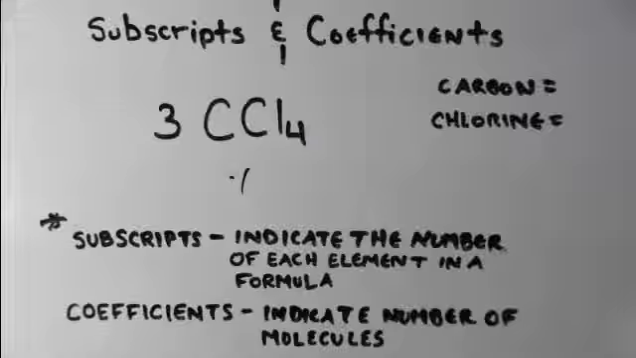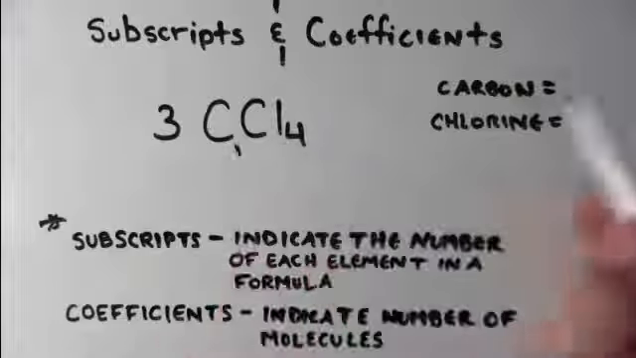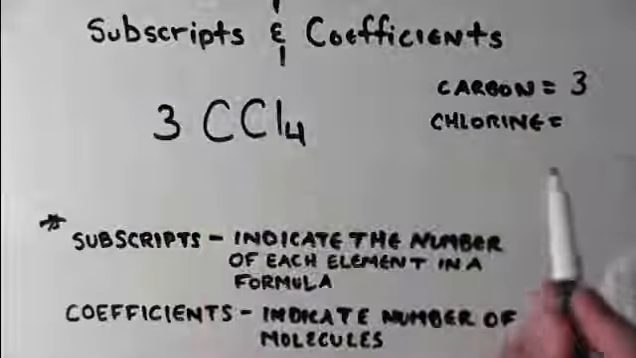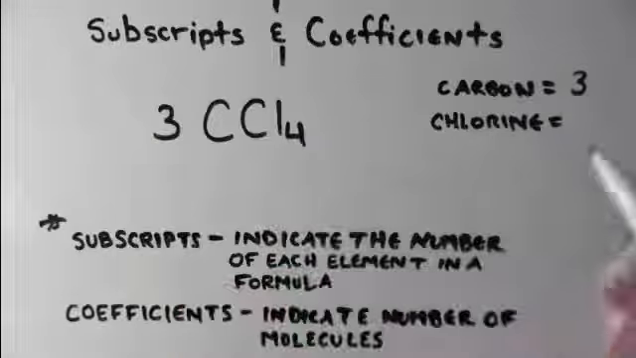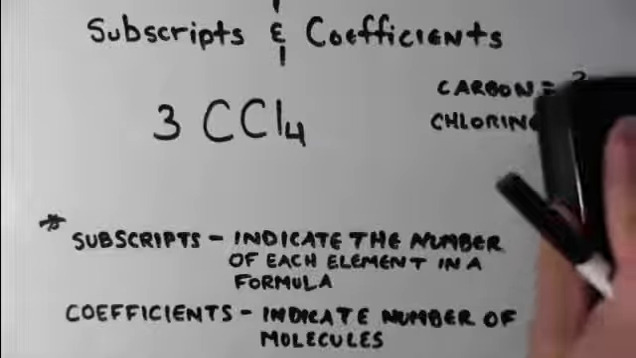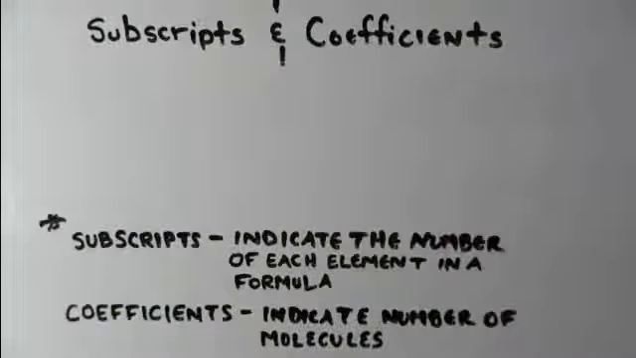Now, since this was 1, because there's nothing there, so we now have a total of 3 carbons. And how many chlorine atoms do we have total now? We have a total of 12. Okay, now let me give another example. Something that throws a little curve to it.